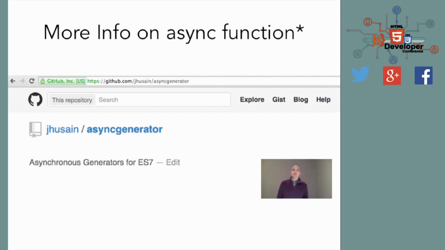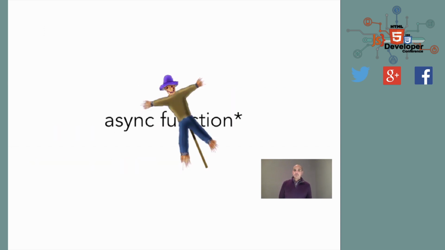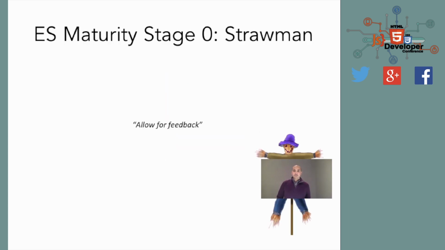So you can find more information on async function star by going to this repo right here. And it's important to know that this particular proposal is in the straw man phase, which is the earliest phase, and we're really looking for committee feedback on this. So as I said, straw man. That means we're just looking for open feedback.